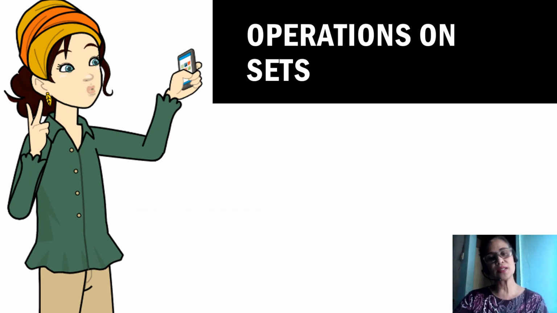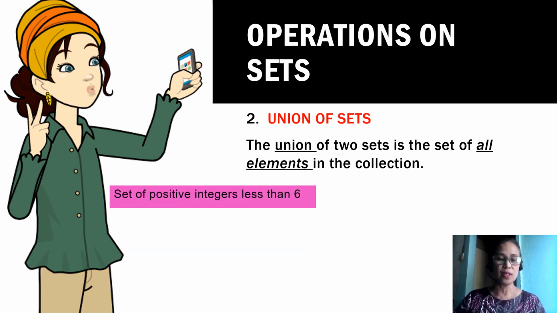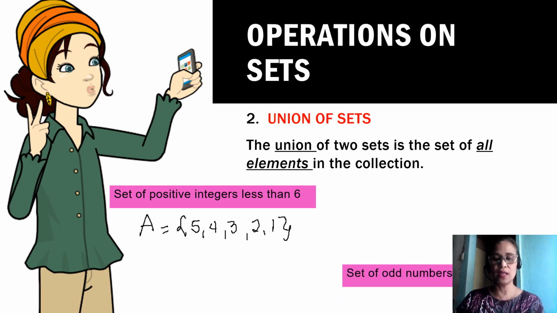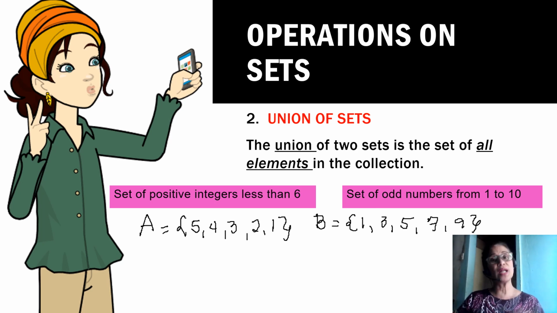The second operation on sets is, of course, the union of sets, which means that the union of two sets is the set of all the elements in the collection, meaning the set of all the elements coming from set A or set B. So let's have again this example, set of positive integers less than 6. Let's call this set A again: 5, 4, 3, 2, 1. And the set of odd numbers, let's call it set B, from 1 to 10: 1, 3, 5, 7, and 9. So unlike intersection, union has to have all the elements from A or B.